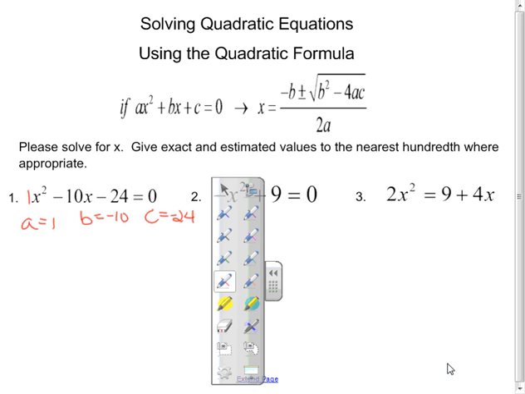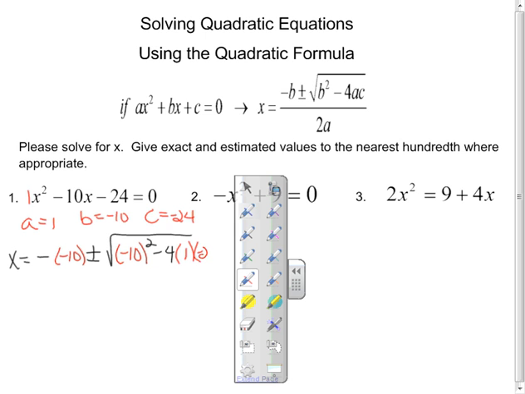Okay, so now I'm going to do some color changing here to show you that these, in fact, just get plugged into this formula. So we do x equals the opposite of b, which is negative 10, plus or minus the square root of b, which is negative 10, squared minus 4ac, the a being 1, the c being negative 24, all divided by 2 times a, which in this case is 1.